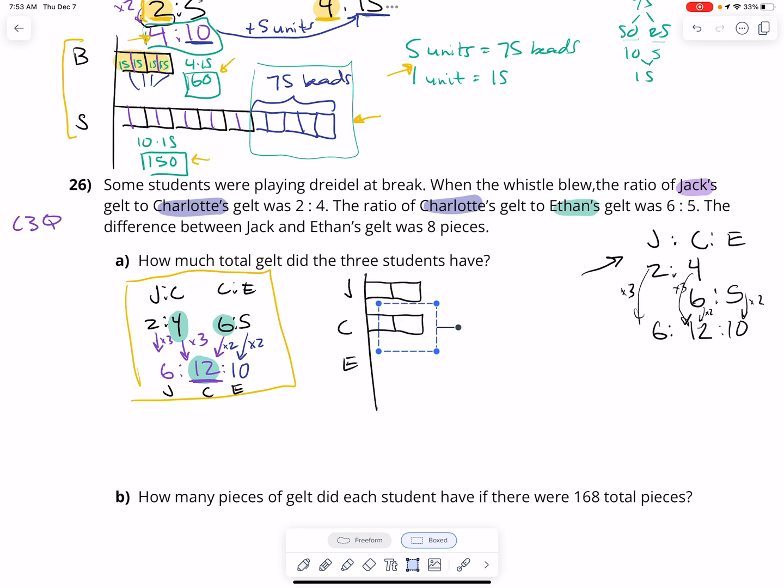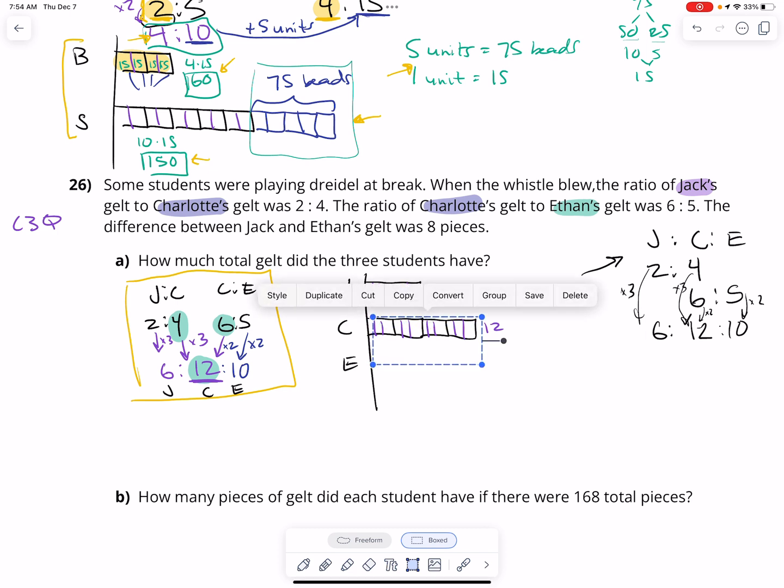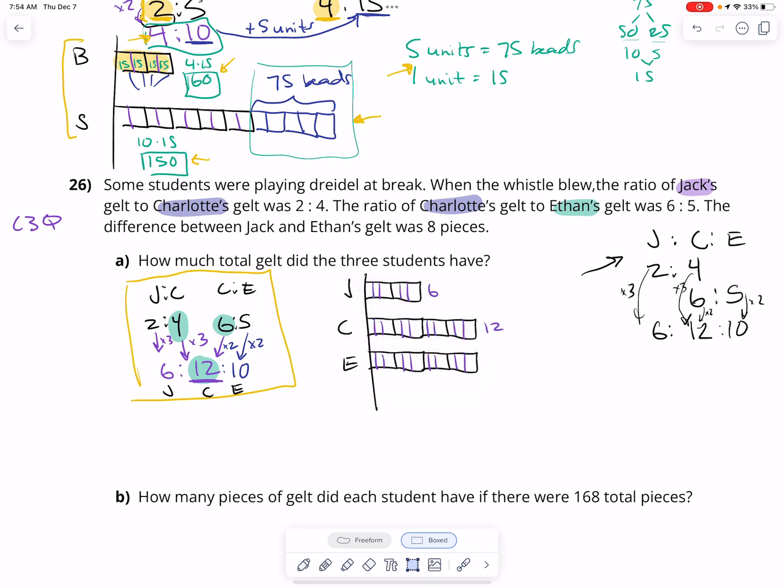So we started with 2 to 4. Let me duplicate one more time. Okay, great. And then we converted that into a 6 to 12. So each one of those got chopped into 3 pieces. 1, 2, 3. 1, 2, 3. Okay, more of those. And now Charlotte has 12, Jack has 6, and we need to get Ethan's 10 in there. So I am just going to copy this and then adjust it from there. So I can do a little bit of erasing. So there's 9, 10. Okay.